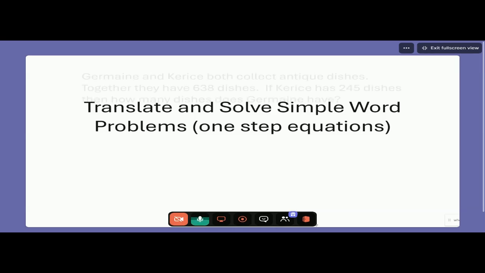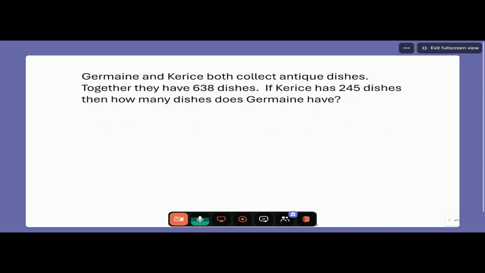Okay, so for our first of two examples here, we have Jermaine and Carice both collect antique dishes. Together, they have 638 dishes. If Carice has 245 dishes, then how many dishes does Jermaine have?